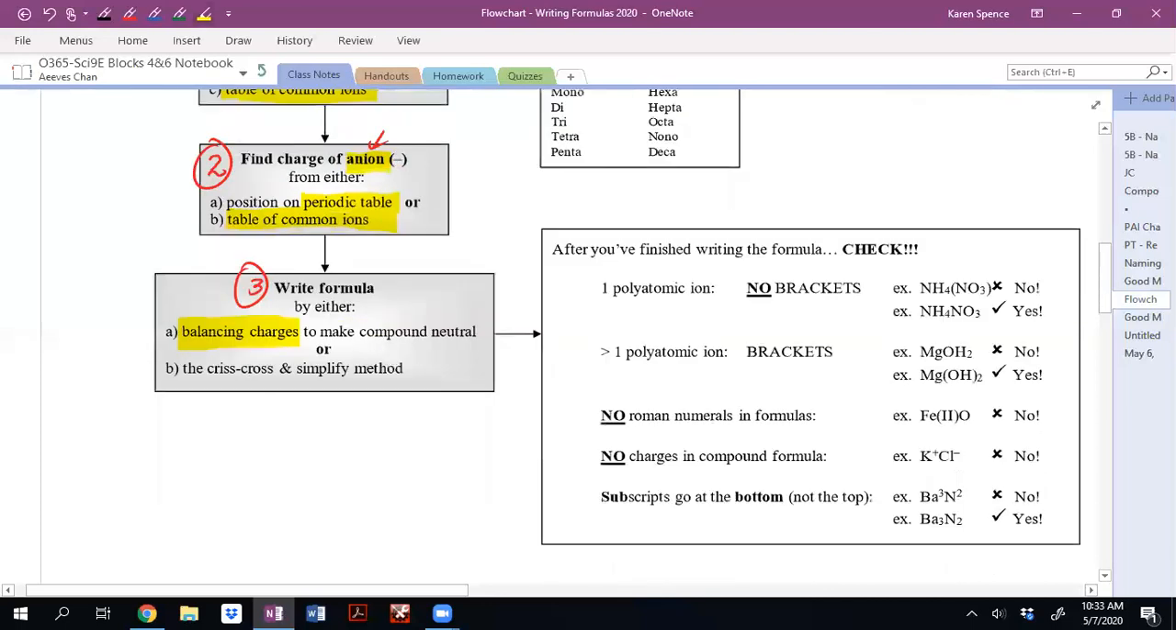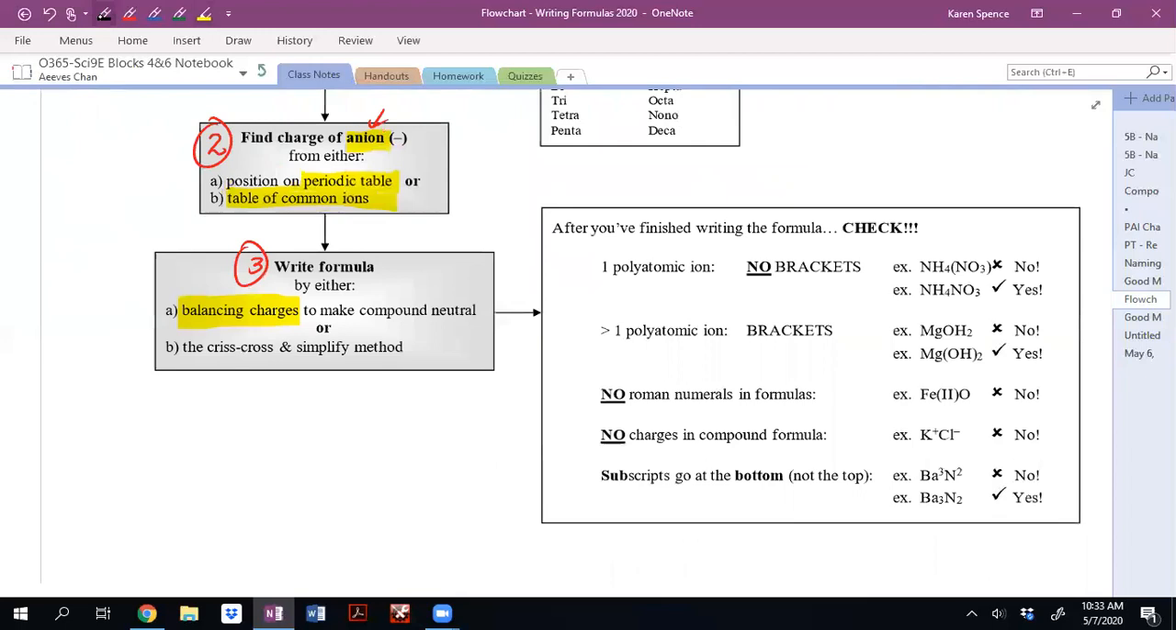Okay. And let's say that we had something like iron 3 hydroxide. Iron is Fe. I know its Roman numeral is 3, so it's 3 plus.